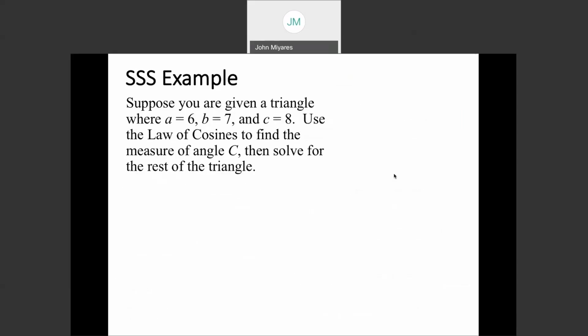Here's an example where you're given the three side lengths in the triangle and asked to find the measures of the three angles. Again, here's a case where you can start with one formula, substitute our givens, then rearrange the expression to solve for angle C. So we have 8 squared equals 6 squared plus 7 squared minus 2 times 6 times 7 times the cosine of angle C.